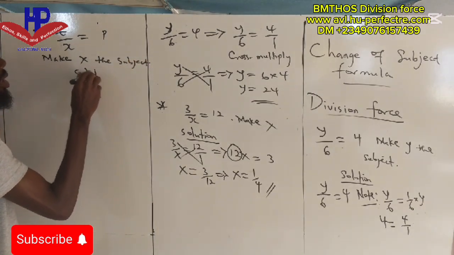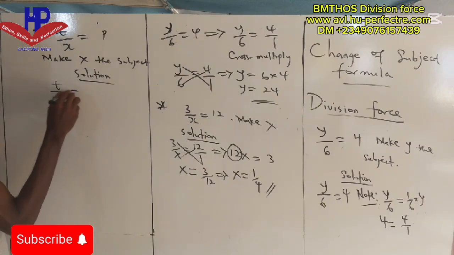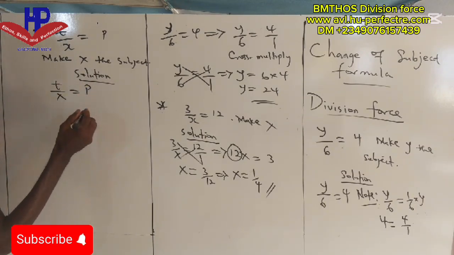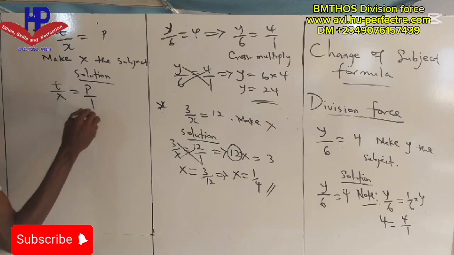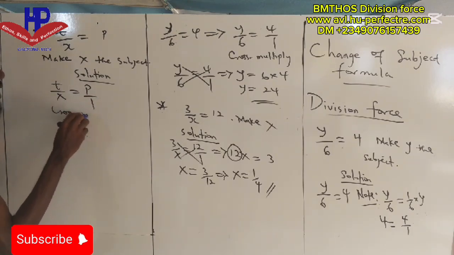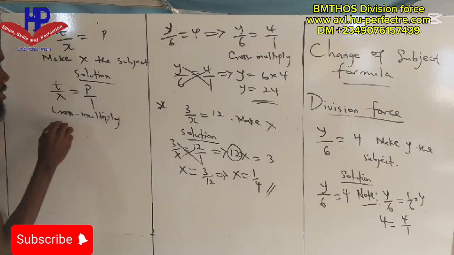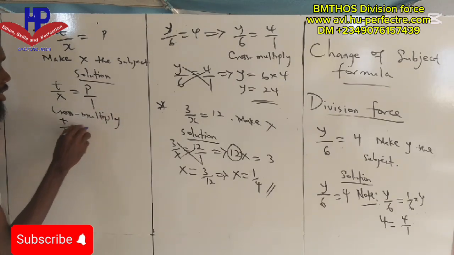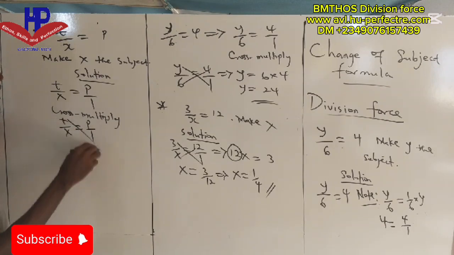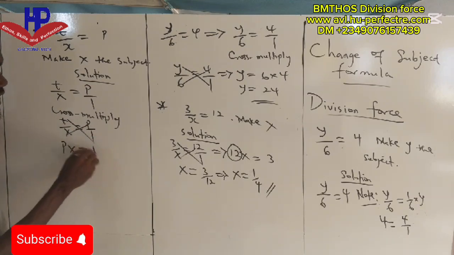Solution. The same concept is applied. t over x is equal to p. Express p as a fraction, which is p over 1. Then cross multiply. When you cross multiply, t over x is equal to p over 1. This multiplies this and this multiplies this. So p times x is px is equal to t times 1 is t.